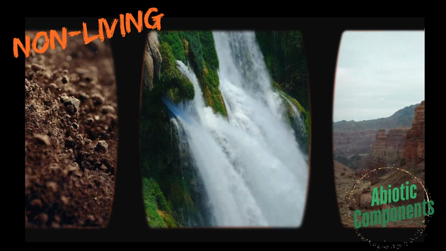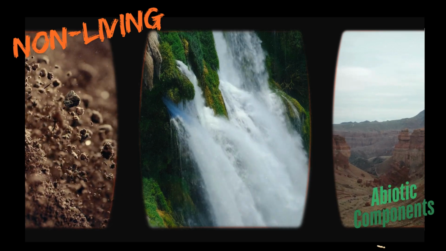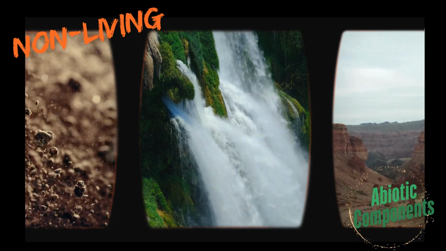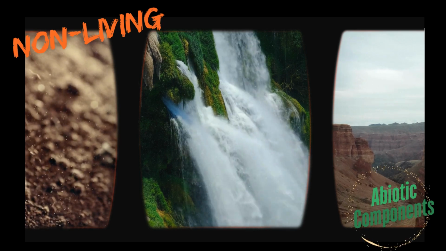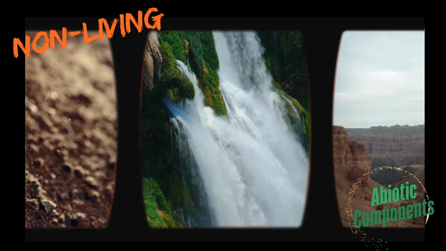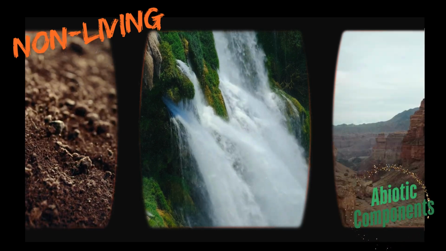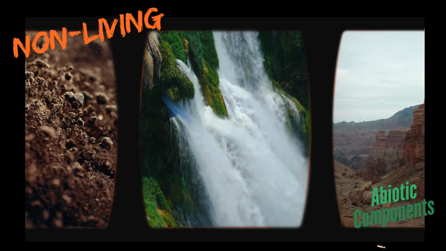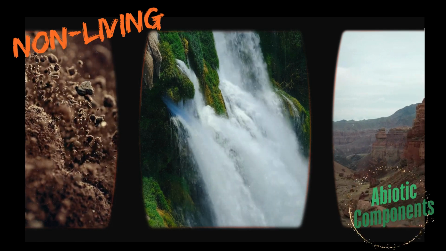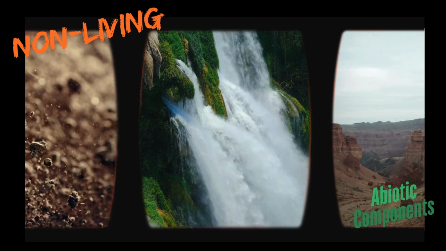Then we have the abiotic components. The abiotic components are the non-living parts of the ecosystem. These are things like soil, water, rock, and even the atmosphere in which we are living on our planet. All of these non-living parts are very important, and they are connected with the biotic parts.